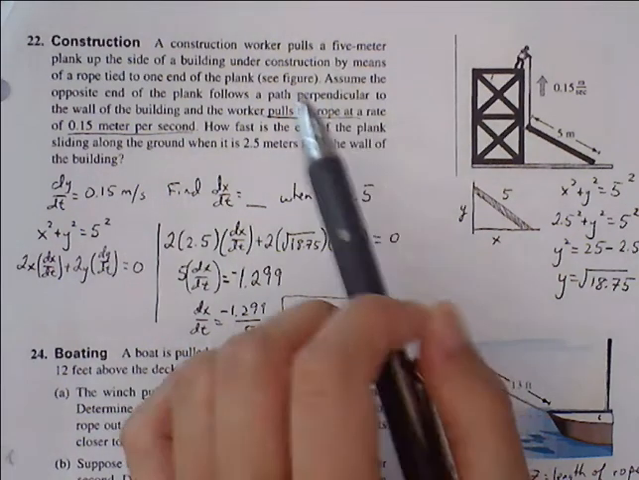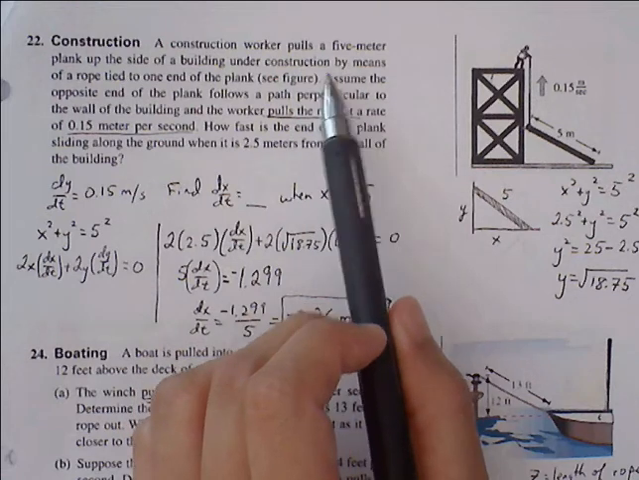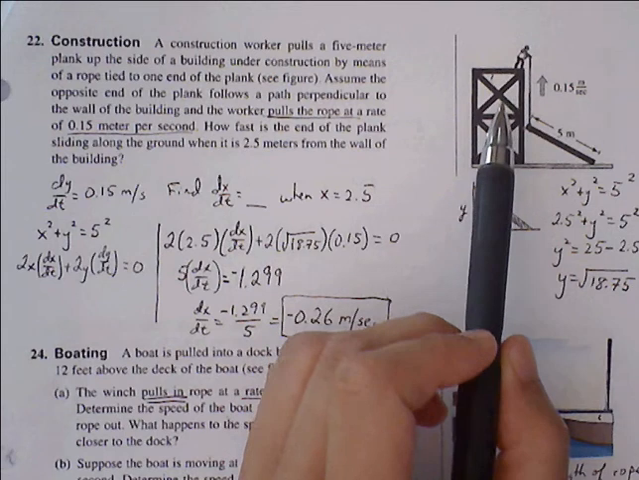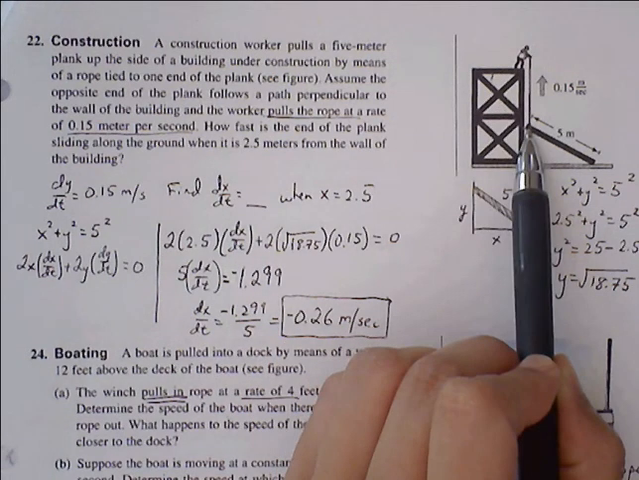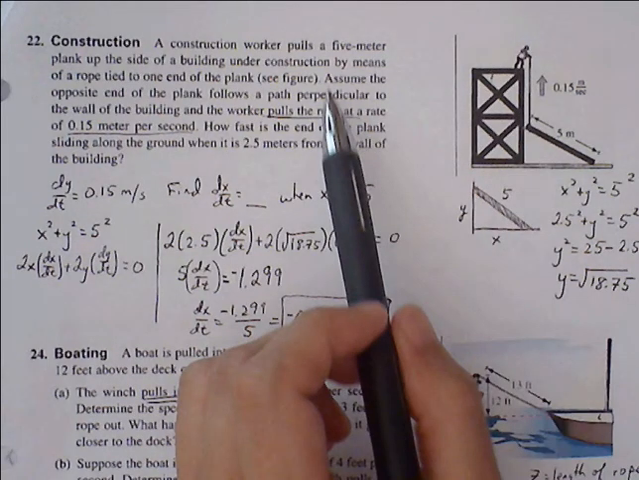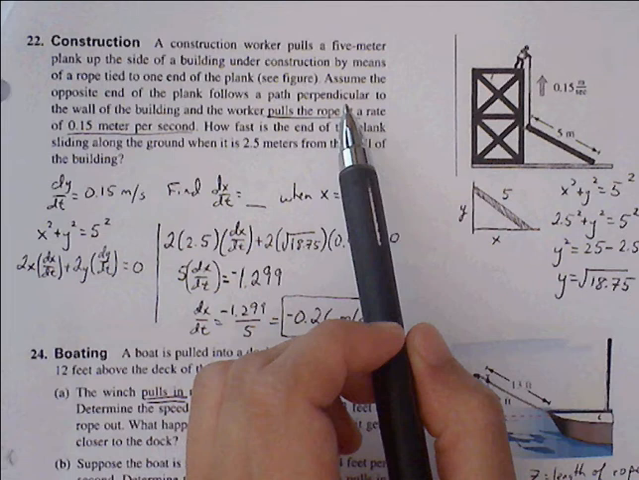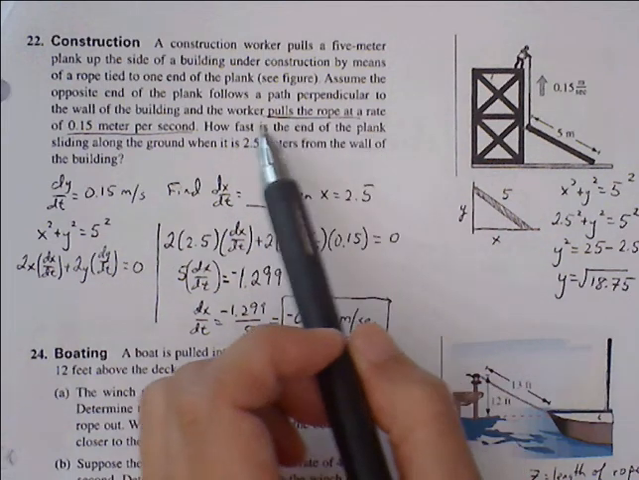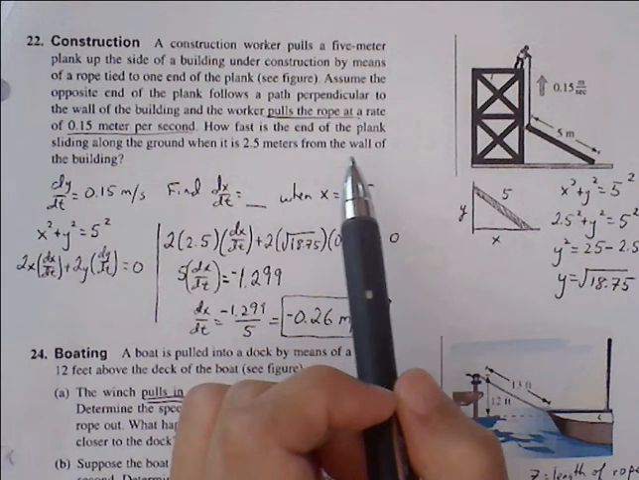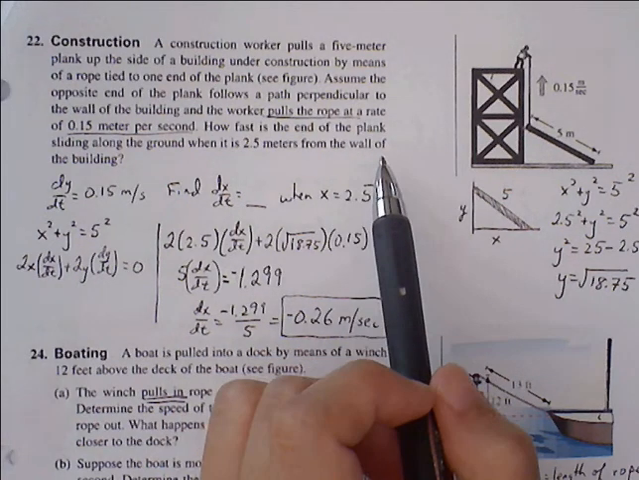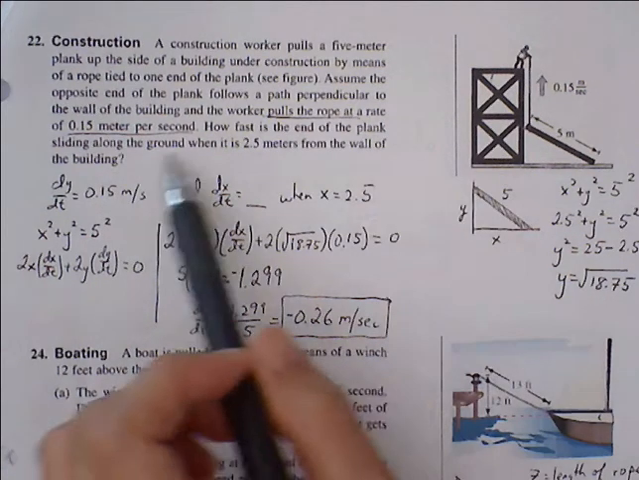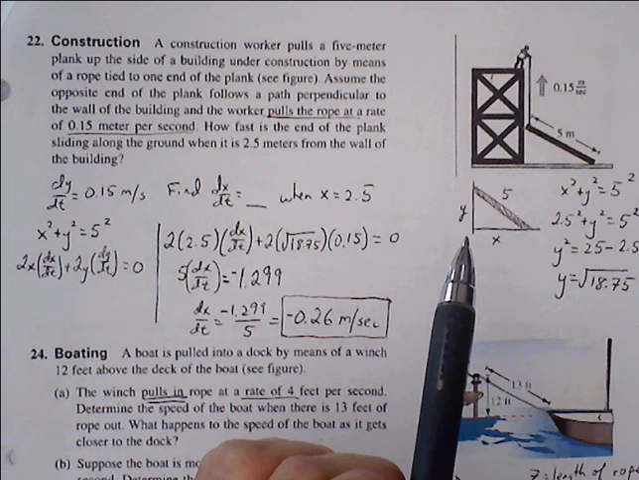So 22: a construction worker pulls a 5-meter plank up the side of a building under construction by means of a rope tied to one end of the plank. So we see this plank is being pulled up by the worker. Assume the opposite end of the plank follows a path perpendicular to the wall of the building, and the worker pulls the rope at a rate of 0.15 meters per second. How fast is the end of the plank sliding along the ground when it is 2.5 meters from the wall of the building?